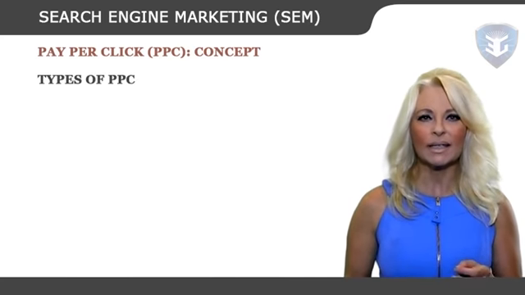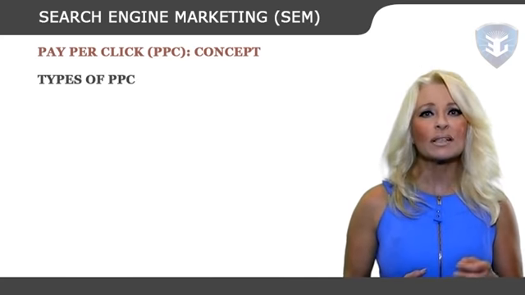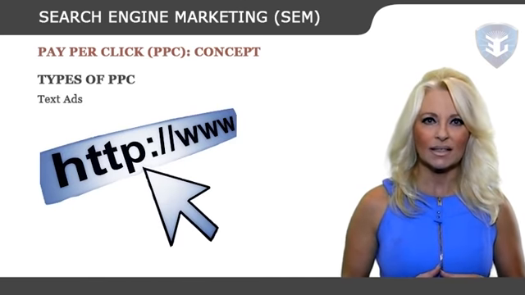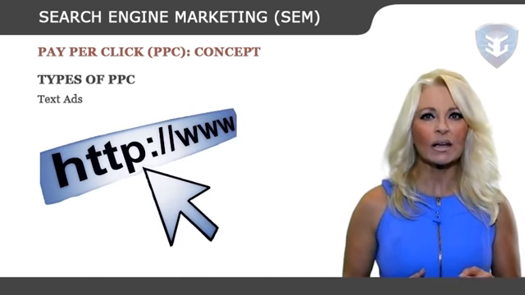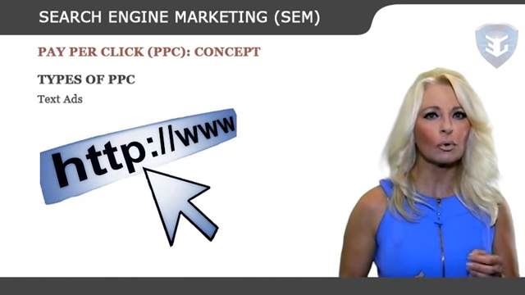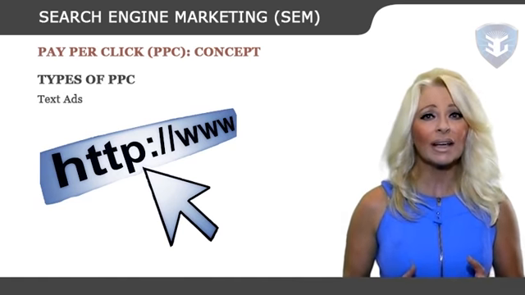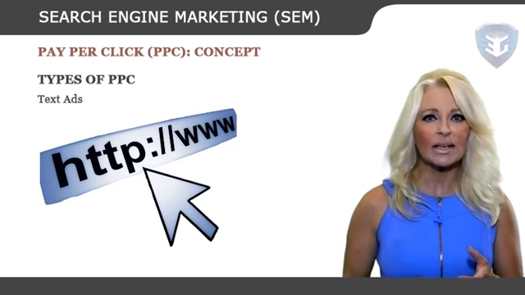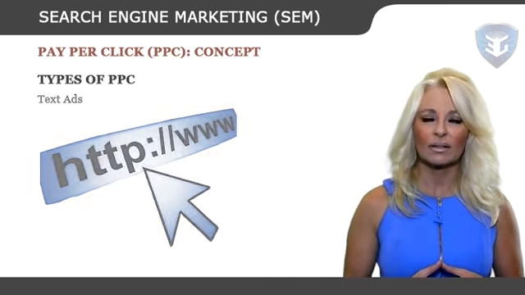Types of PPC. Different types of pay-per-click advertisements. Text ads. Text ads are created through links using the most prominent keywords that are related to the business. As customers click on the link, they will be directed towards the targeted page.